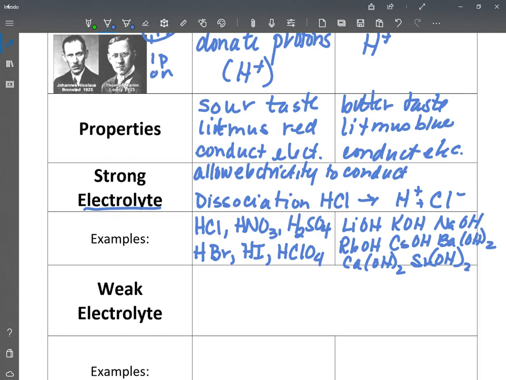Now, which element from the second family is not listed in there as a strong base? That would be magnesium. If you take out your solubility charts and you look at solubility for hydroxides, hydroxides are generally insoluble except for the big 3 2As. Calcium hydroxide, strontium hydroxide, barium hydroxide. Magnesium hydroxide is insoluble. If it's insoluble, it's not going to dissociate in water, and that's why magnesium hydroxide is not on this list.